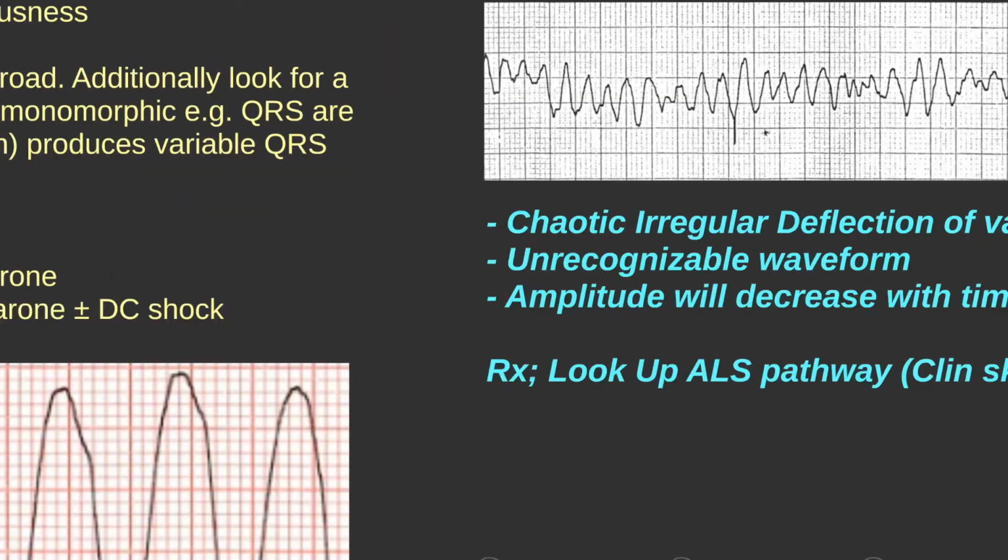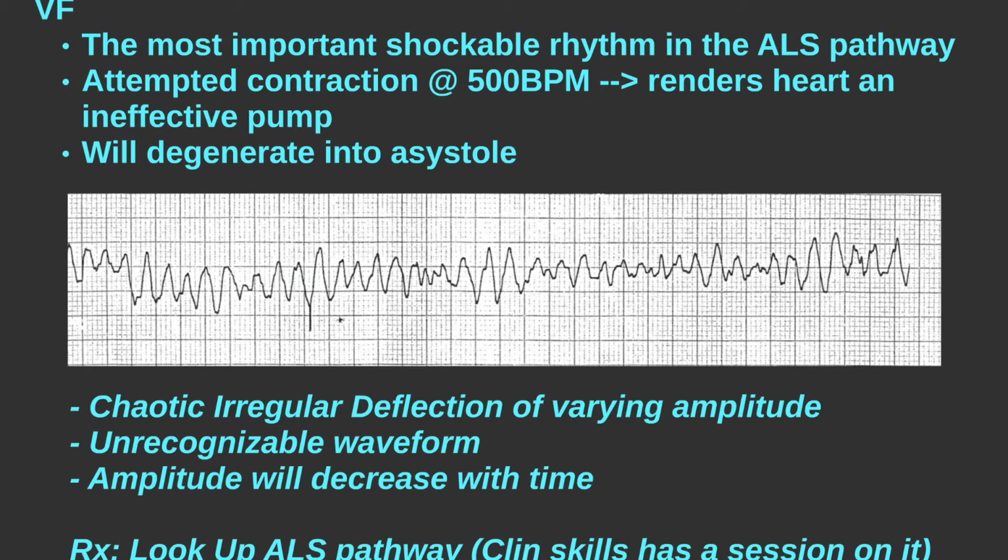So ventricular fibrillation usually goes down the ALS pathway. If you're at UCL, there is a clinical skill session about the ALS pathway. It doesn't usually come up in OSCEs, however, it is very possible that they can give you a question sheet about some of the causes or some of the things you should be doing in an ALS pathway.